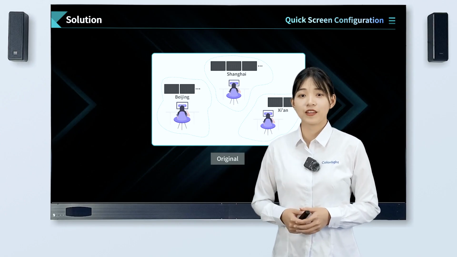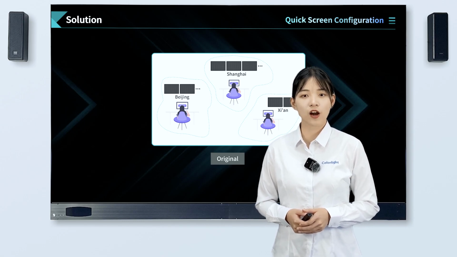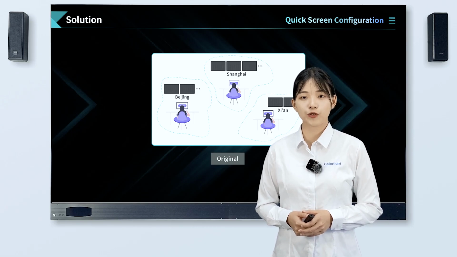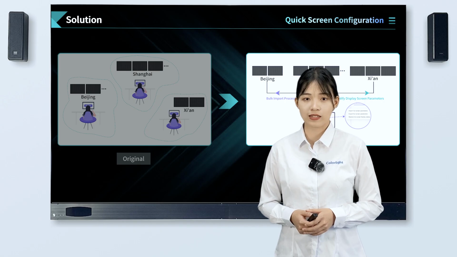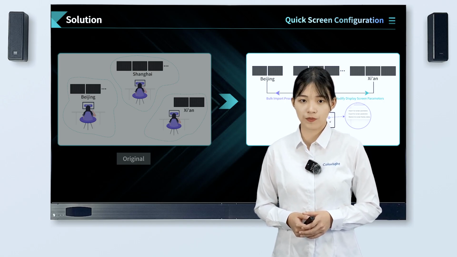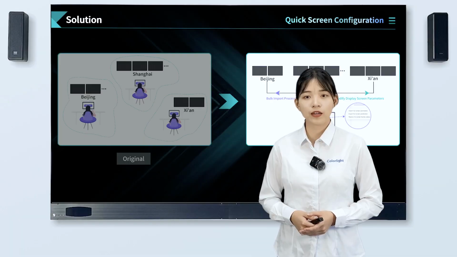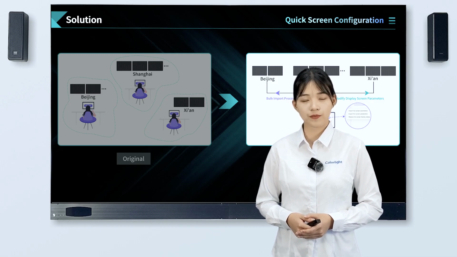Fourth, with numerous devices dispersed nationwide, when the receiving card parameters or mapping change, the maintenance personnel need to perform on-site debugging, resulting in low debugging efficiency and high after-sales costs. LED Master supports sending receiving card parameters or mapping remotely. No need for on-site screen debugging. Therefore, debugging efficiency is improved and after-sales costs are lowered.